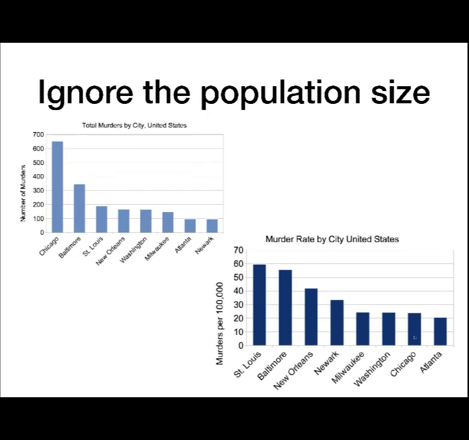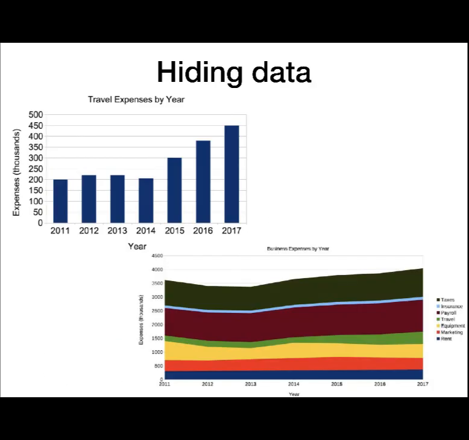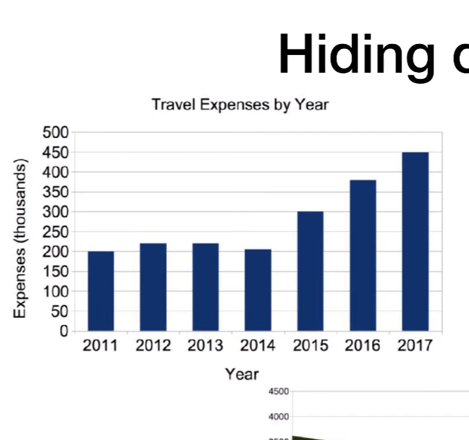Finally, another trick that you'll often see is hiding data. Imagine that you started in 2014 at a company and you're the chief financial officer and you're in charge of spending for your company. And you look at travel expenses by year, and you see that the number has risen from 200,000 to 450,000, which is alarming. That's a huge increase. It's over 50%. The CEO is going to be upset with you. You need to somehow hide this data.